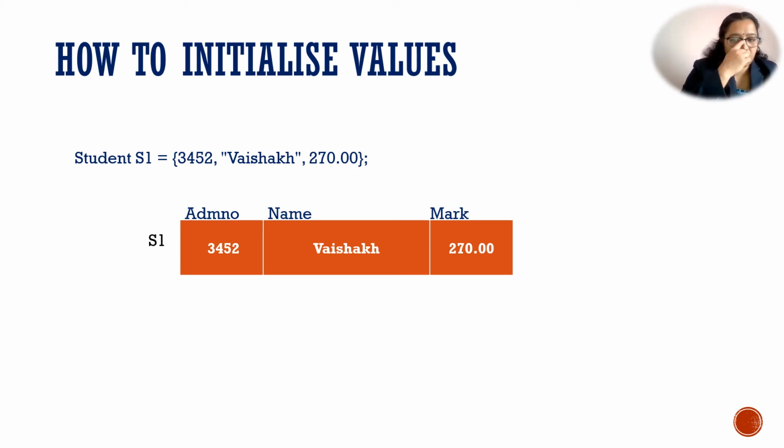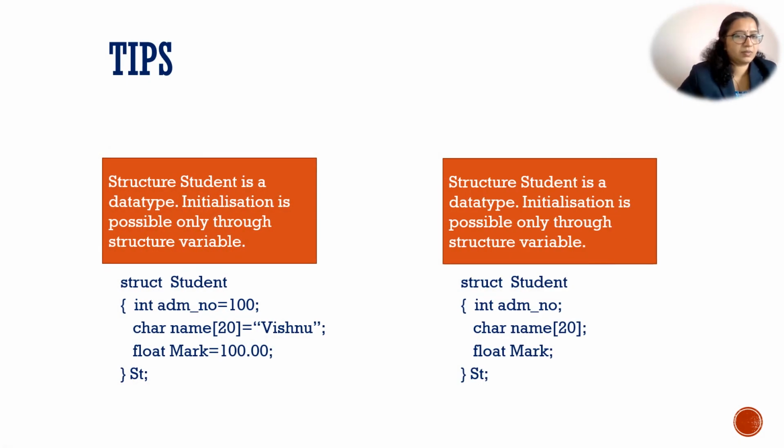Okay. Now there are some tips. There are some important points. See, struct student, int admission number is equal to 100, char name of 20 is equal to Vishnu, float mark is equal to 100, then brace close, st, semicolon. Is it possible to initialize in this way? Is it correct or wrong?